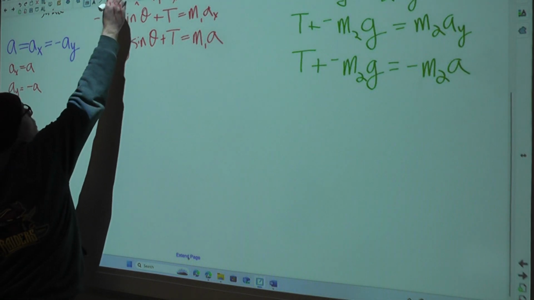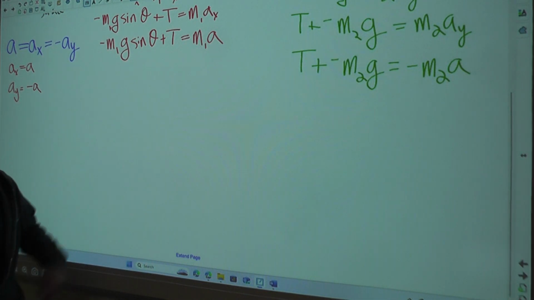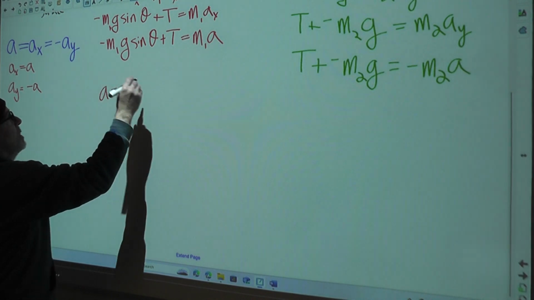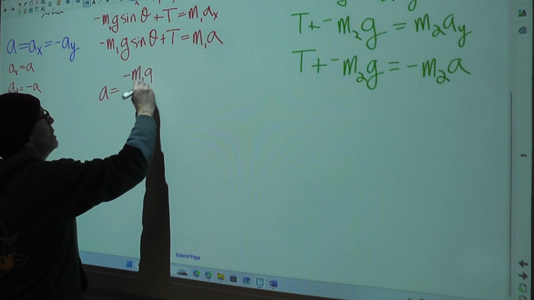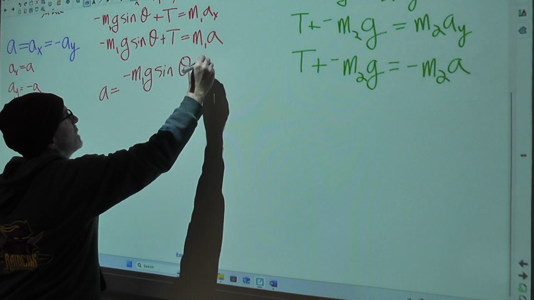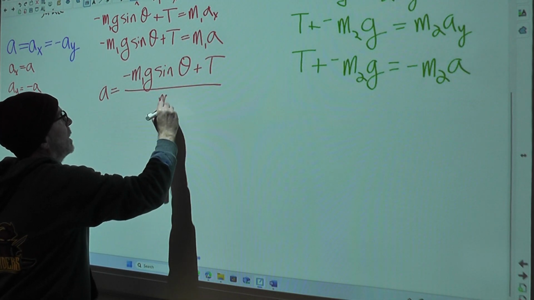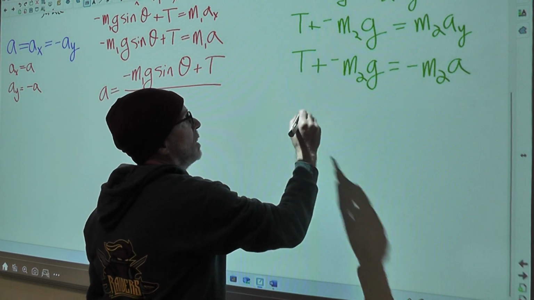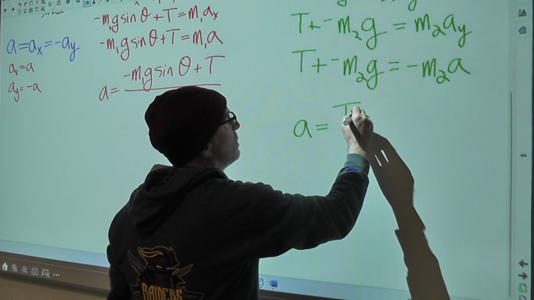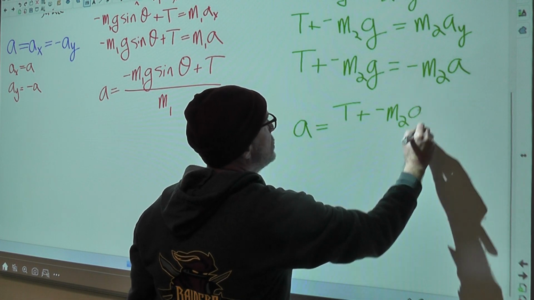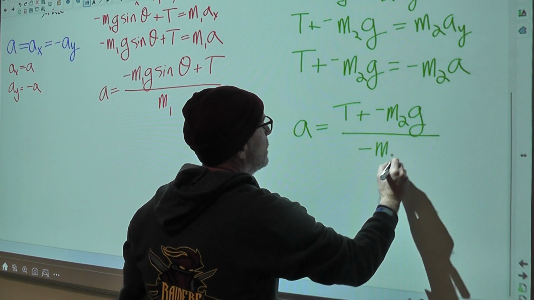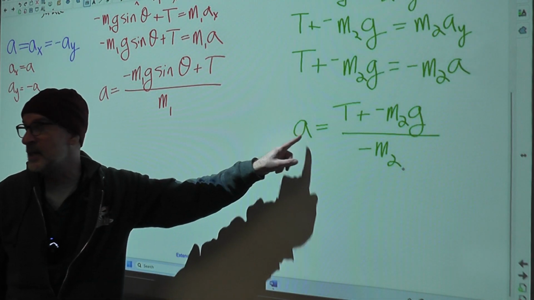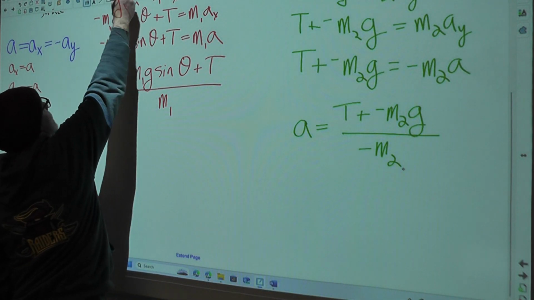Instead, what we're going to do is we're going to solve each of these equations for acceleration. This equation, if I solve it for acceleration, tells me that acceleration is going to be negative m1 g sine theta plus T, all divided by m1. This equation, if I solve it for acceleration, is going to tell me that acceleration is T plus negative m2 times g, all divided by negative m2. This acceleration is the acceleration of our system. They have the same acceleration.